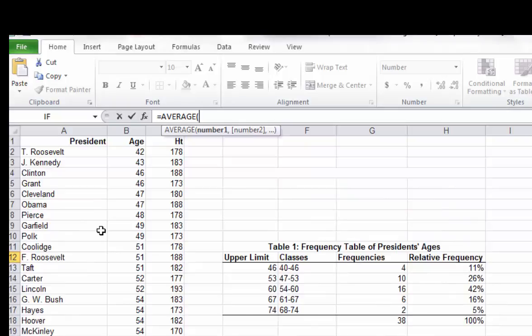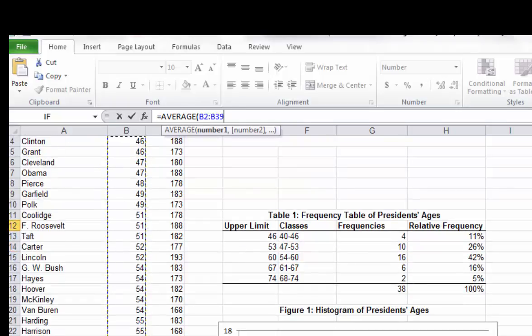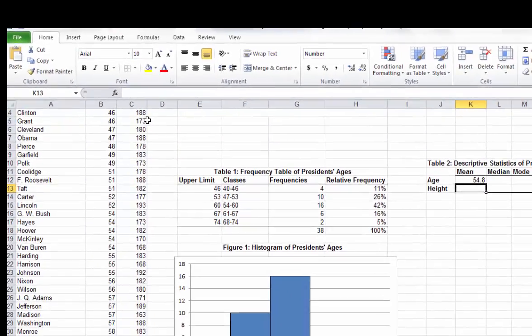And then of course it wants us to highlight the data so it can calculate the mean. So we're going to highlight all the ages. Just like usual, close a parentheses, hit return. So the mean is 54.8. So the average age of U.S. presidents is 54.8. We could just say 55.